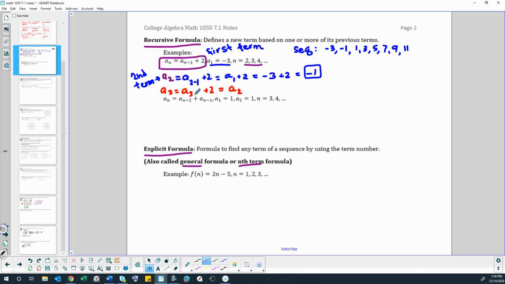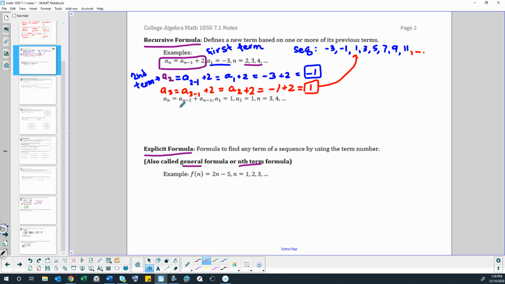Okay, so 3 minus 1. And then that's 2, so we take A sub 2 and we add 2 to it. So remember, we just found A sub 2 is negative 1 plus 2. So the A sub 3 value is 1, which we have right here. We're just going to keep adding 2 to get the next number, and that continues indefinitely.